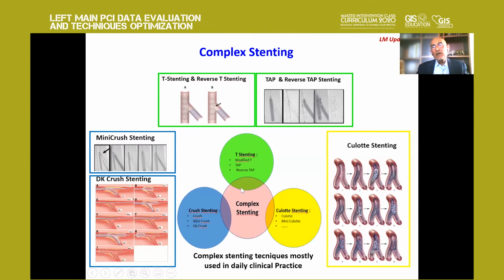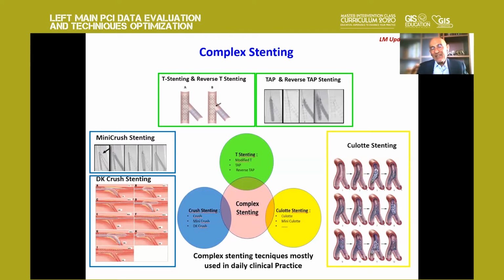Which is the preferable technique? I think it depends on operator experience. If you have more confidence with one technique, you should go with that one, where you know that you can have complete control on the technique, as well as optimize it because you have more experience in that one. But in the meantime, one single technique cannot be appropriate for all patients. Then you have to know that you can have an alternative to your preferred technique.